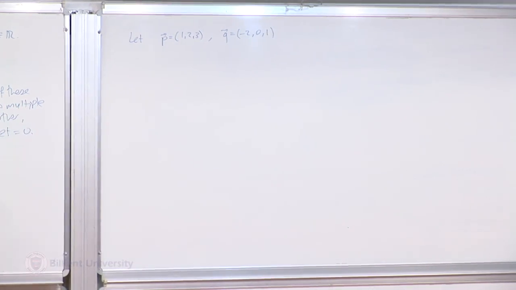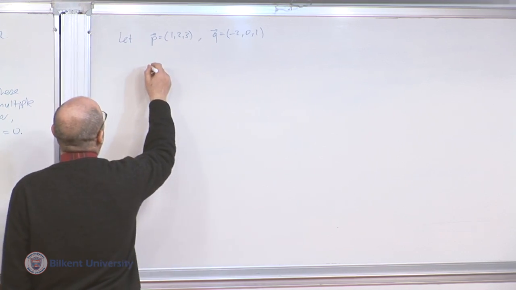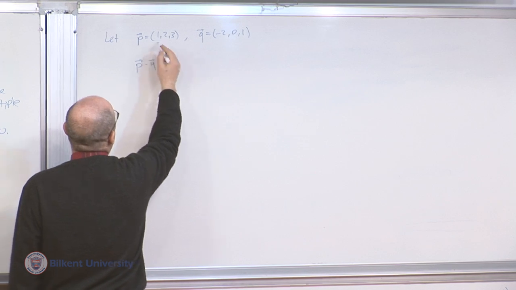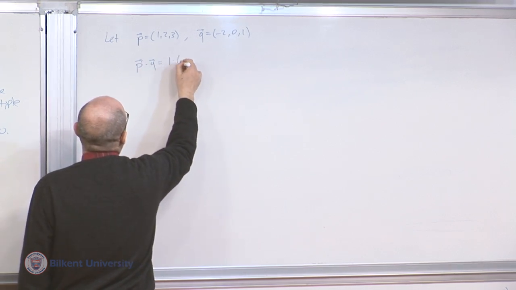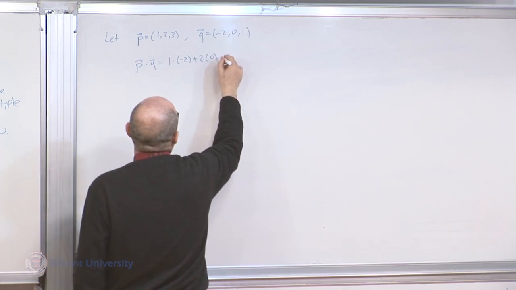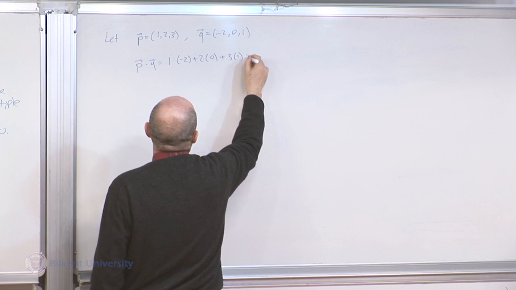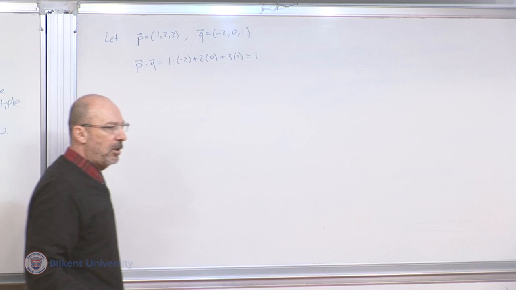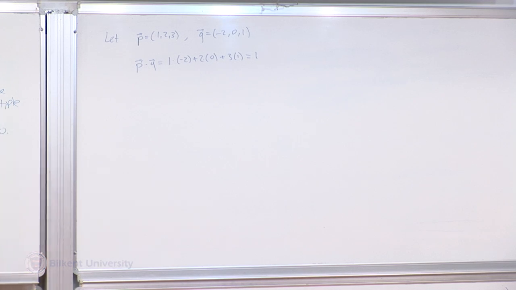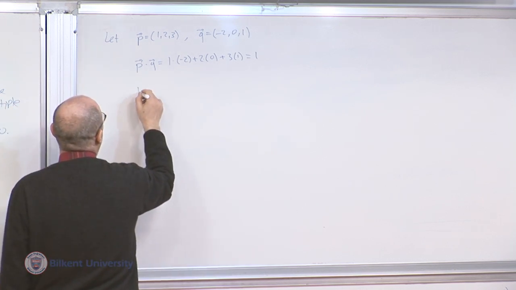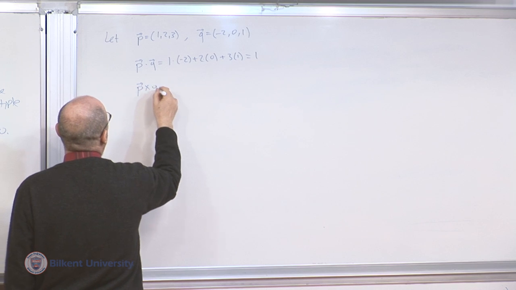Okay, so we have these two vectors. We calculate P dot Q: 1 times minus 2 plus 2 times 0 plus 3 times 1. So minus 2, 3, 1. Of course, now put any numbers there, you'll get a dot product. Let's look at P cross Q.